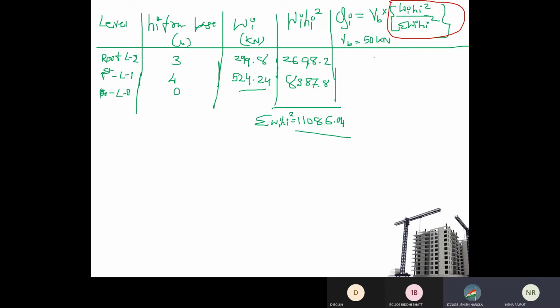12.16. Same way, this will be in kilonewton. Same way, 50 into 8387.8 divided by 11086. 37.83. Now take a summation of this cube.